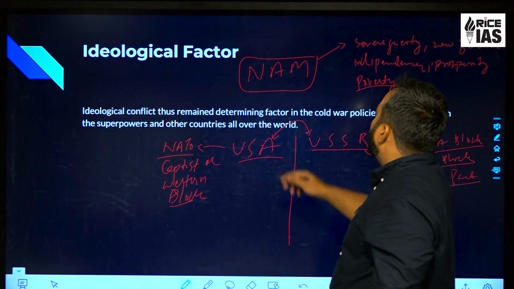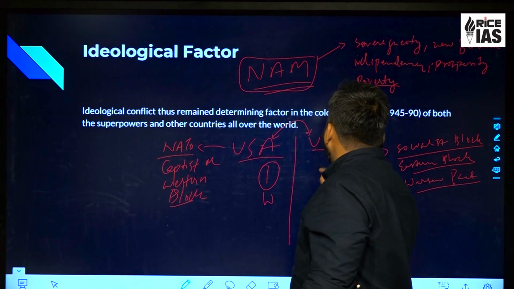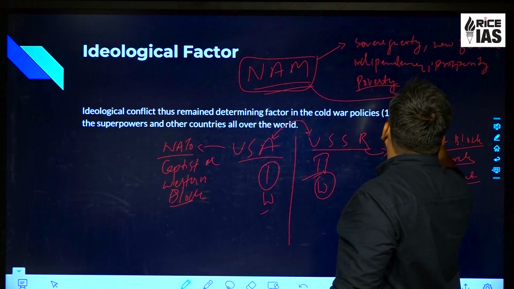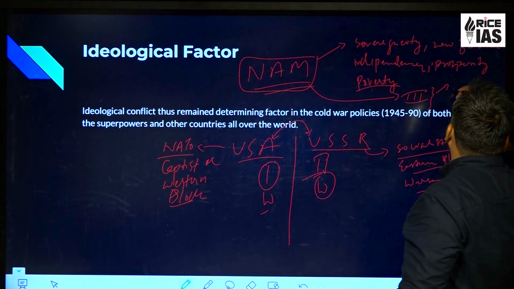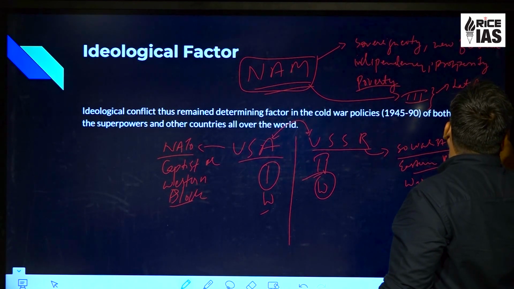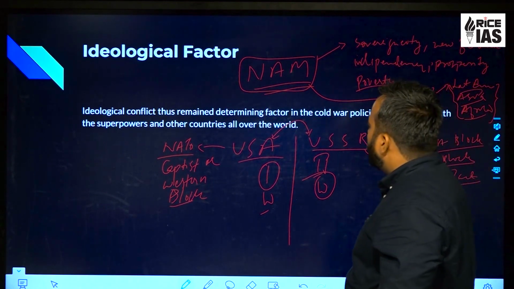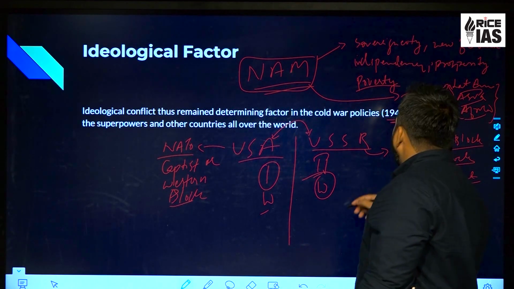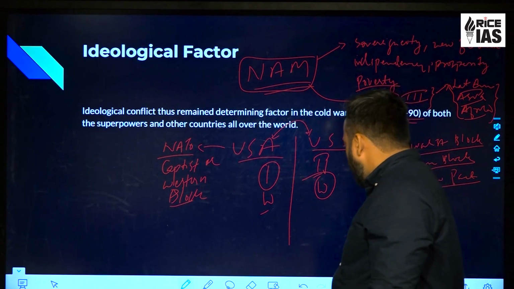So India became the de facto non-aligned movement leader of the third world, mostly comprising the newly independent nations of Latin America, Asia, and Africa. So yes, the Cold War politics ended with the disintegration of USSR. We can name a year, which is 1990.